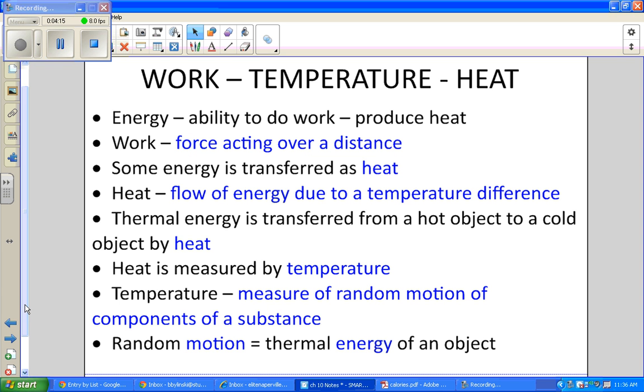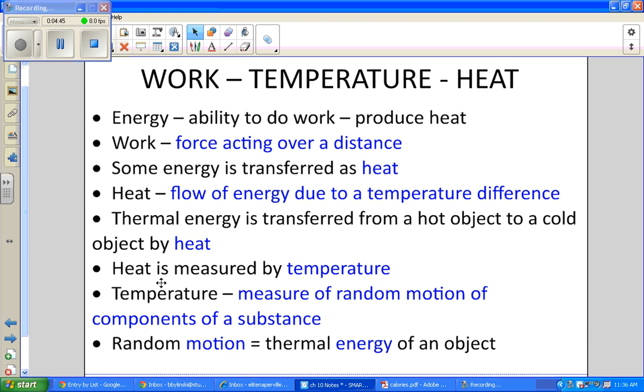And now, understanding temperature, okay, this is not just some number on a thermometer. It is, but you have to know why that number is occurring. So temperature is a measure of random motion of components of a substance. So the hotter something is, the more motion that it's undergoing. So if you just think of water boiling versus water that you're drinking out of a fountain, the boiling water has bubbles, right? And it starts moving, and that's because it is hotter. So the hotter it is, the higher the temperature, the more motion it has. So random motion equals thermal, right, heat energy of an object.